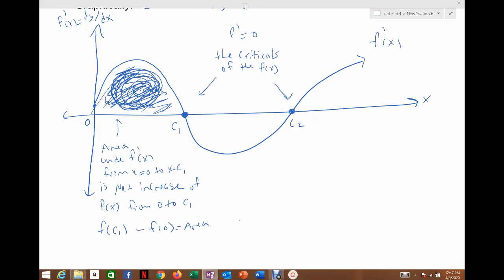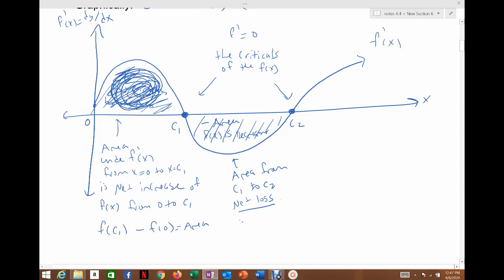And then it would stop at the critical value, right? That's what the critical value means. It's a stopping point. And then it switches to decrease, right? And I'm in negative area here, which means my original function, which I don't have, this is the derivative I have, but I know if the derivative is negative, my original function is decreasing. And again, this total area would represent decrease. So the area from C1 to C2, between those two critical values, would be a net loss.